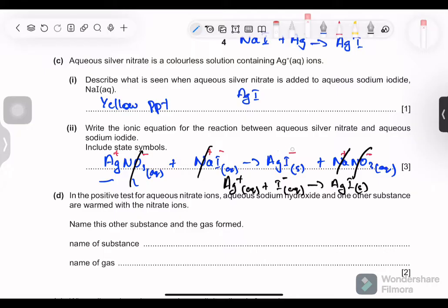This does not get a charge, sorry. Only aqueous ones get charges. So 1 mark for AgI as the only product, and as this is the only reactant, this is your final answer. This is what you have to write at the end.